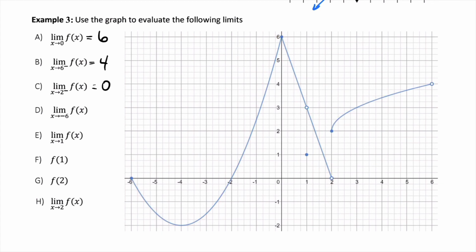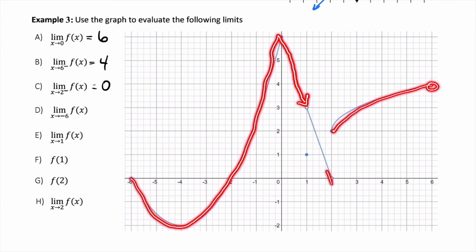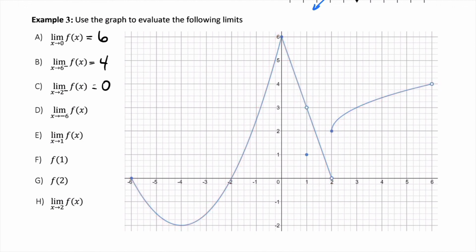Letter E is 1 from both sides. Positive 1 from both sides, right here. So as I approach from this side, y is equal to 3. As I approach from this side, it's the same place, right? Now, is that the answer to x equals 1? It won't be the answer, but it is the limit.